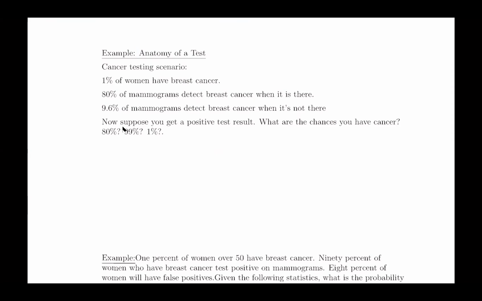Okay, so let's look at the first line where it says 1% of women have breast cancer. So we'll say probability somebody has breast cancer, so we'll say BC. So what's the probability a woman has breast cancer? Remember, you can just type it into the chat room. Yeah, 1%. So we'll say 0.01.